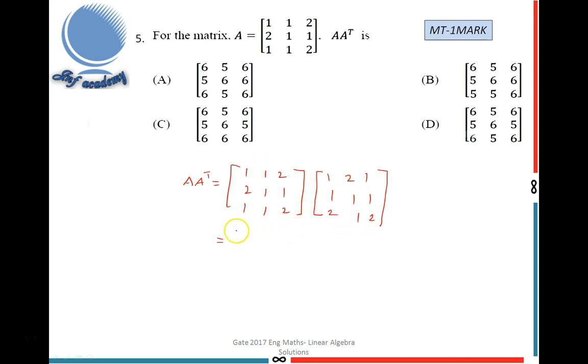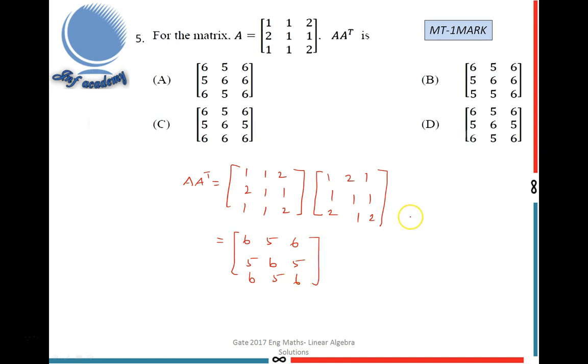This is the procedure. So multiply: 1 plus 1 plus 4, 6. 2 plus 1 plus 2, 5. Similarly, 1 plus 1 plus 4, 6. 2 plus 1 plus 2, 5. 4 plus 1 plus 1, 6. 2 plus 1 plus 2, 5. Final one, third row first column: 1 plus 1 plus 4, 6. 2 plus 1 plus 2, 5. 1 plus 1 plus 4, 6. Finally, I got 6 5 6, 5 6 5, 6 5 6.